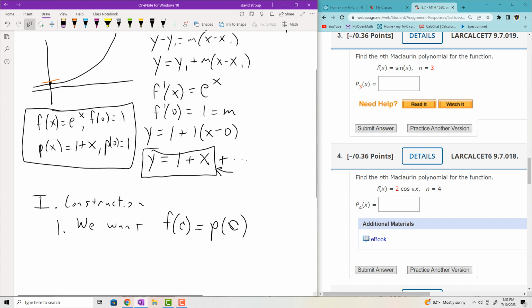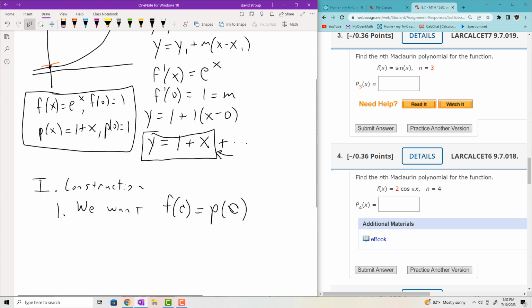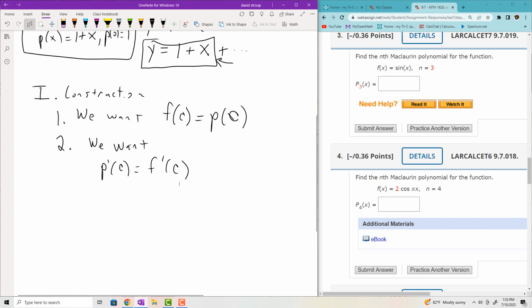On top of that, I want all the derivatives to coincide. What does that mean? That just means we want the same shape from both of our objects. So we want not just the derivative of the polynomial to equal the derivative of the function. This is how we're going to take it up a notch. We're also going to want the second derivative to equal the second derivative here, and the third derivative to equal the third derivative here.